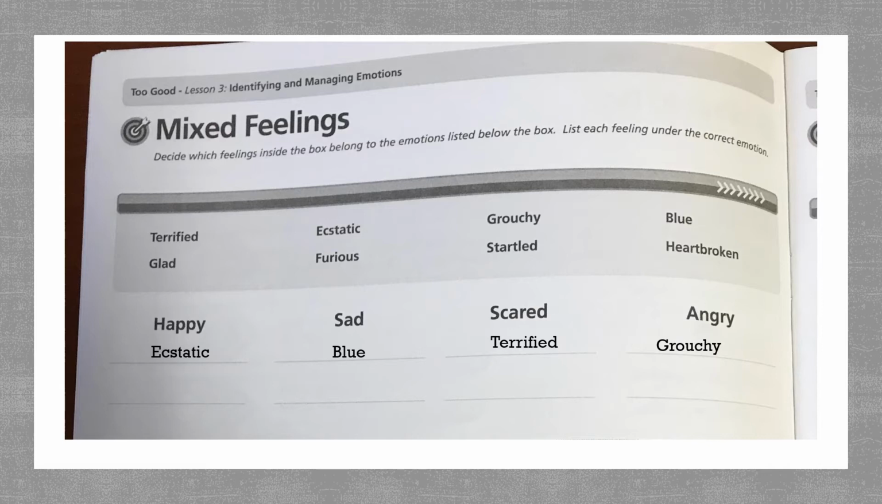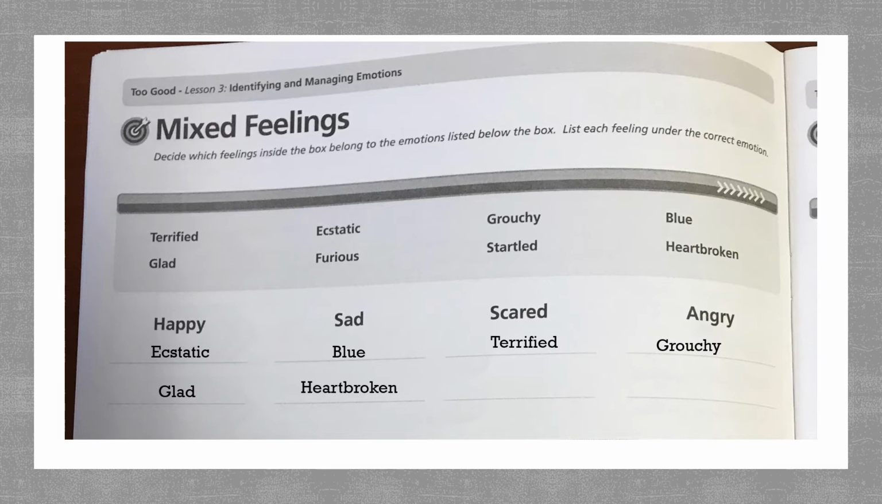So let's see here. Another feeling word for happy would be glad, right? Okay. Now for sad, we have blue already, but what's another word for sad? Heartbroken, right? So heartbroken would be the saddest. Blue, on the other hand, is a little sad, but heartbroken, you're extremely sad.